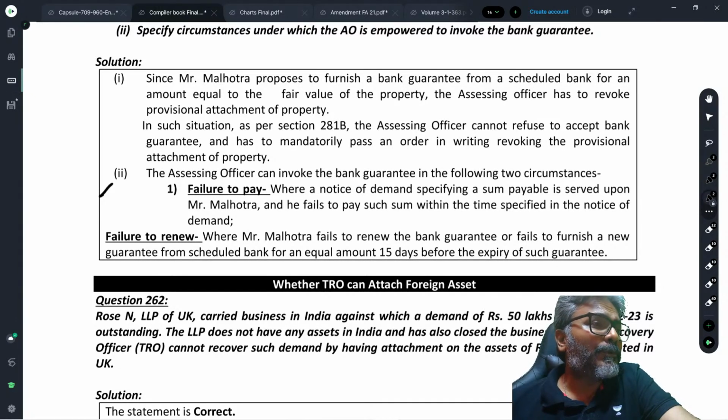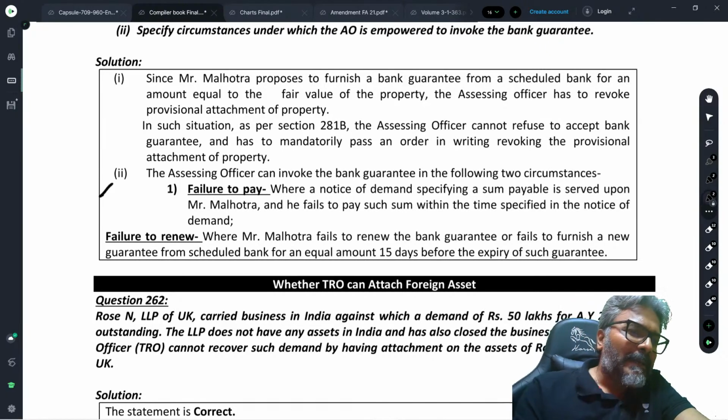Okay. Failure to renew. Renew means when the assessee fails to renew, because the bank guarantee is for a particular period, students. So if supposedly the reassessment or the assessment proceedings is not over, and only 15 days are left for expiry of the bank guarantee, then the assessee needs to furnish a new bank guarantee. If he does not furnish the new bank guarantee, then just around 15 days before the expiry of the original bank guarantee, the assessing officer has the power to liquidate the bank guarantee which was furnished by the assessee. Okay. So that is a core point.